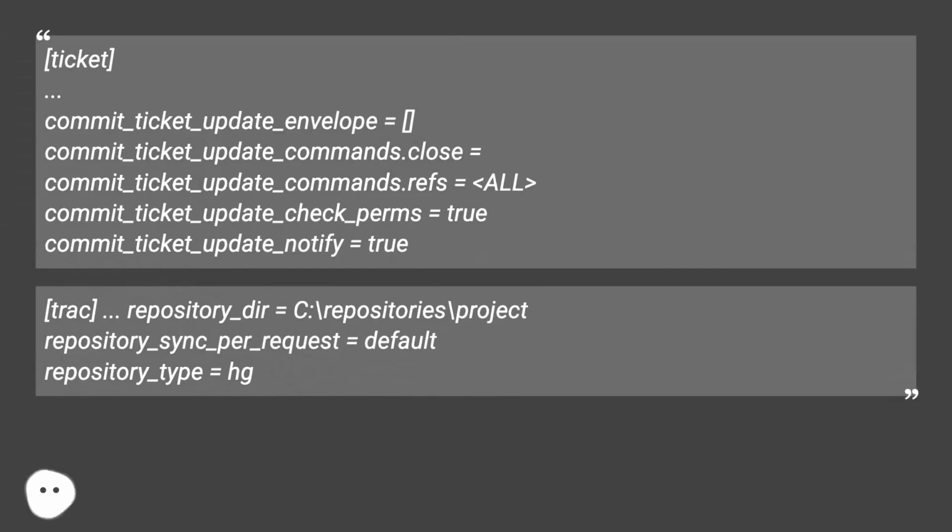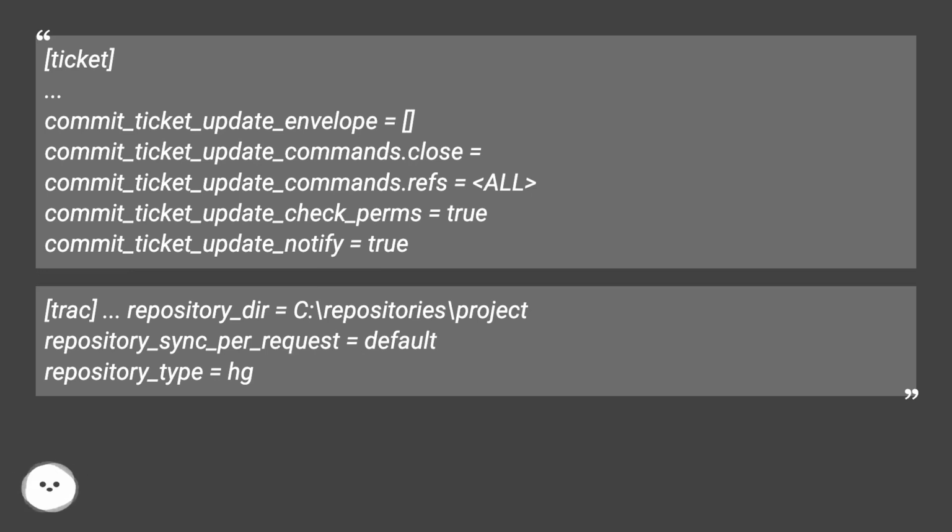Ticket: commit_ticket_update_envelope equals, commit_ticket_update_commands.close equals, commit_ticket_update_commands.refs equals, commit_ticket_update_check_perms equals true, commit_ticket_update_notify equals true.